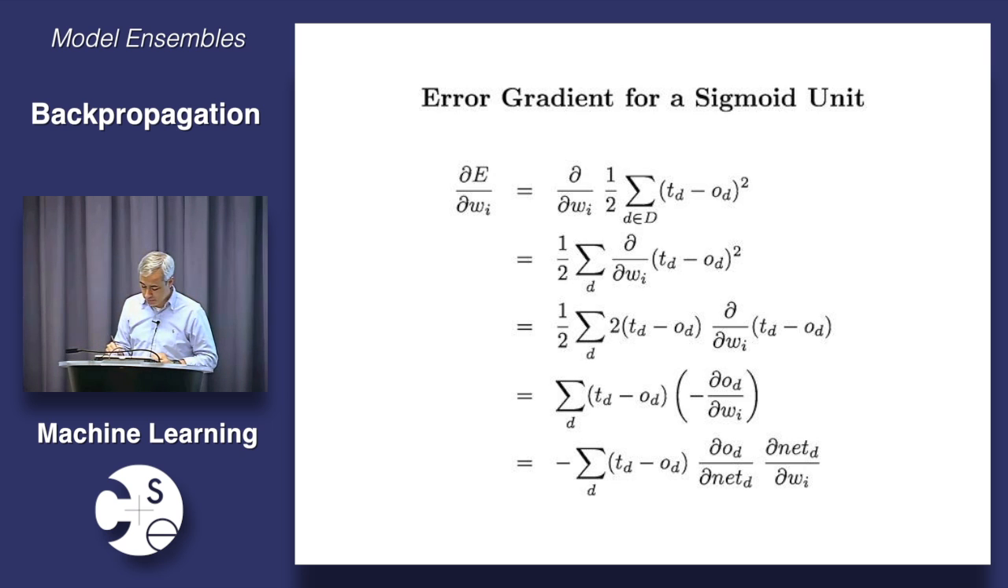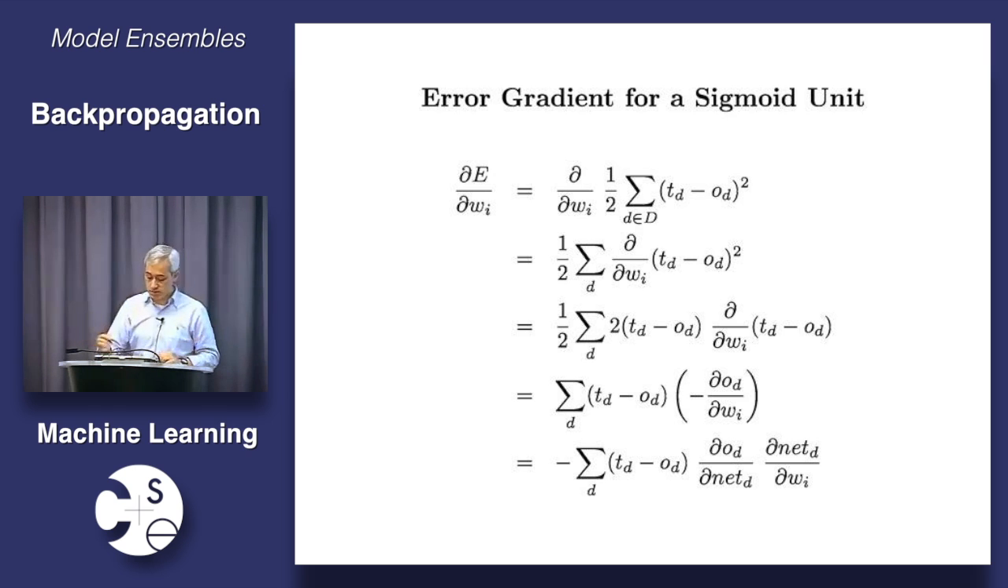So I can decompose my derivative of the output with respect to the weight into a product of two things: the derivative of the output with respect to net, remember net was what I called the weighted sum, times the derivative of net with respect to the weight. Everybody agree? Okay, very good.